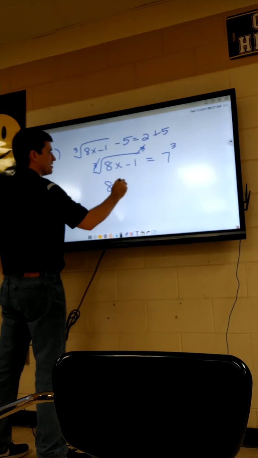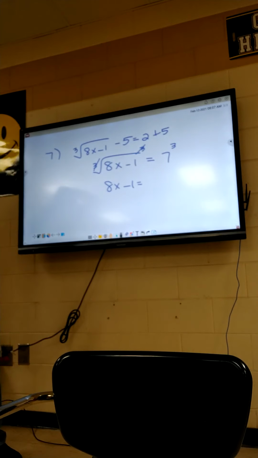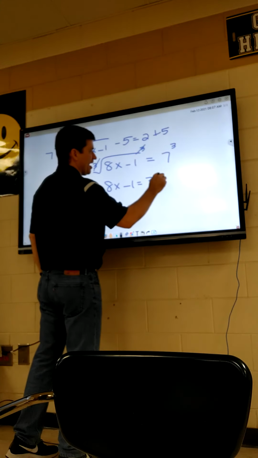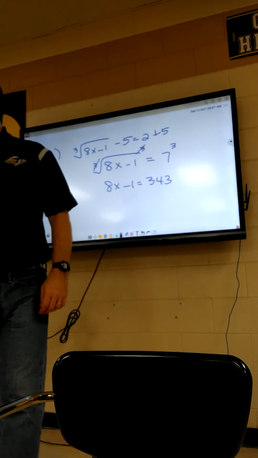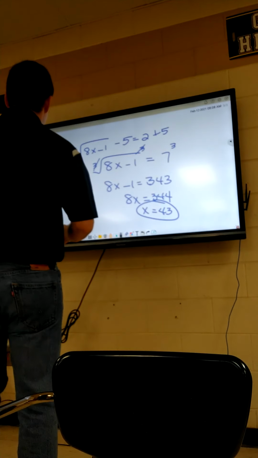So I got 8x minus 1. Caleb, you got your calculator? Do 7 cubed for me. I don't know what that is. Probably a pretty big number. 343. All right, you guys finish it from there and get an answer. Let's do 8.